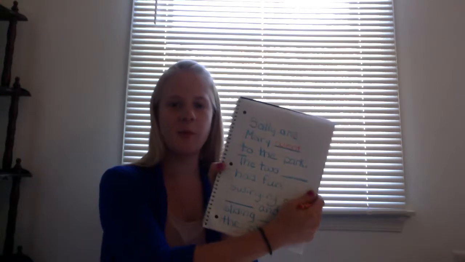Sally and Mary blank to the park. So, went. That makes sense. Went to the park. So now my first blank says Sally and Mary went to the park. The two girls had fun swinging on the swings and sliding down the slide.